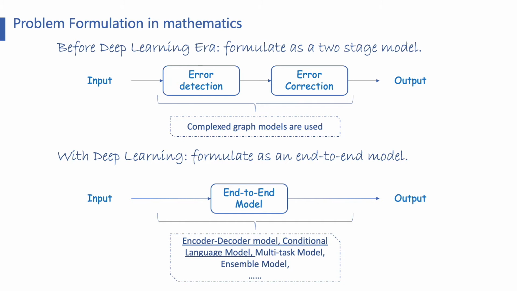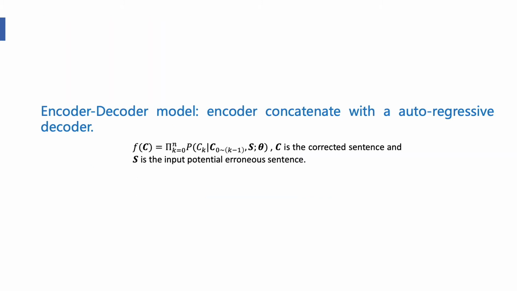Compared to the traditional machine learning approach, deep learning is able to build an end-to-end model. There are different kinds of end-to-end models in natural language processing, in which we will use the encoder-decoder model. It can be formulated by the equation below.